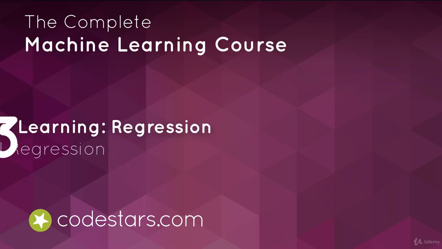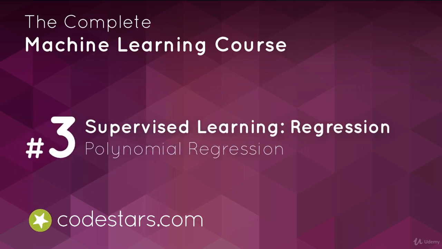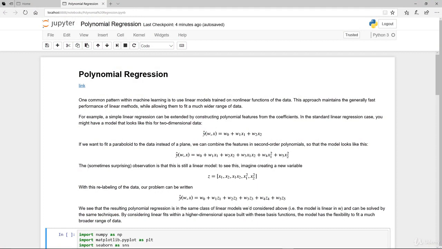Welcome back. In the previous video, we covered regularized methods for regression, where we used ridge, lasso, as well as elastic net to impose a penalty so that our coefficients don't explode or get too large. In this video, we're going to cover polynomial regression.